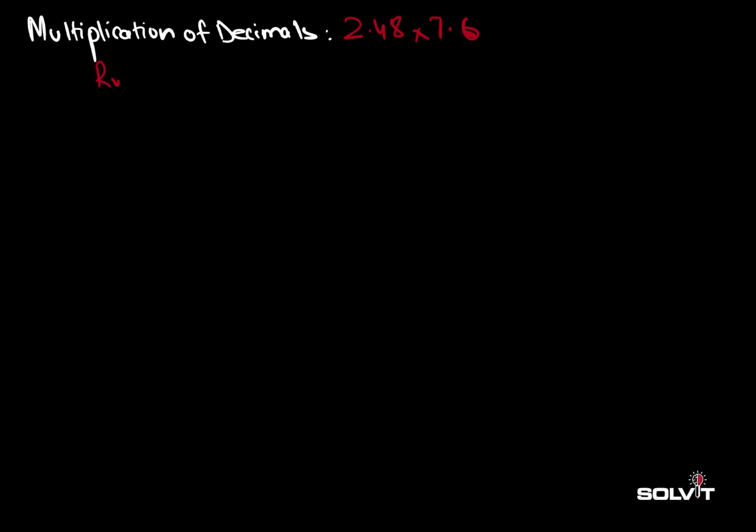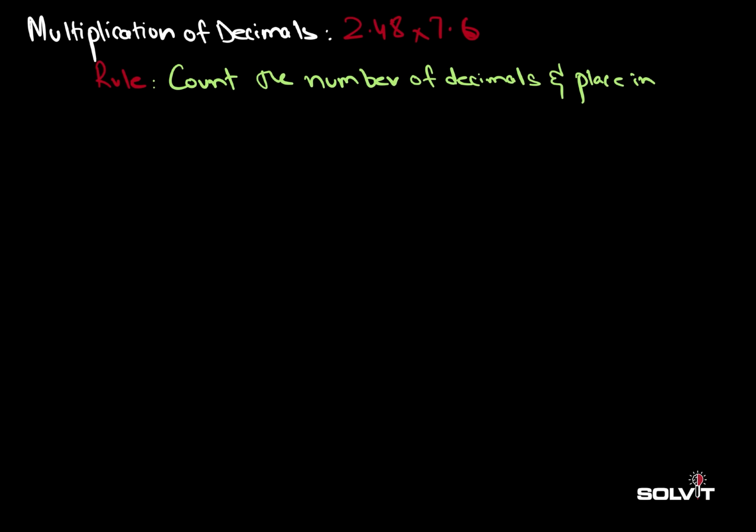The rule says: count the decimal places in both the numbers. Okay, so let me just explain what I mean when I write this rule. Count the number of decimals and place in the product, in the answer. So the question is 2.48 multiplied by 7.6.